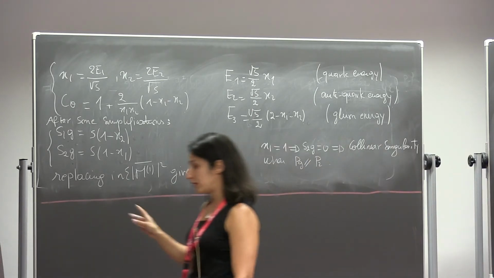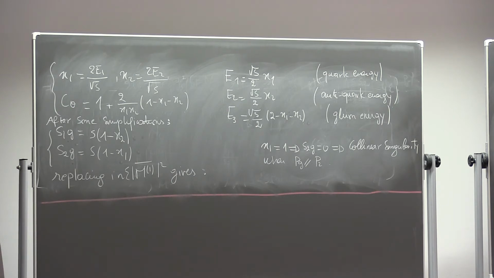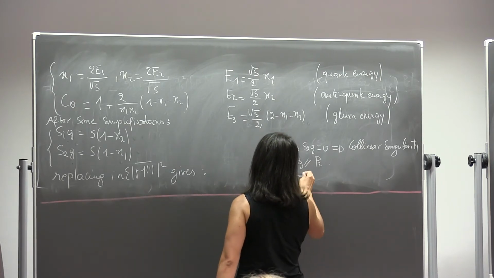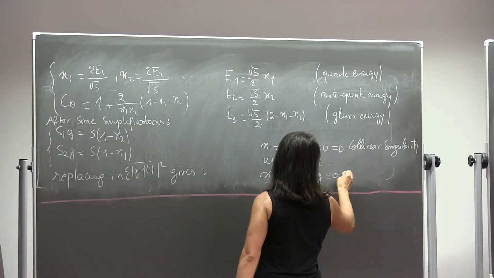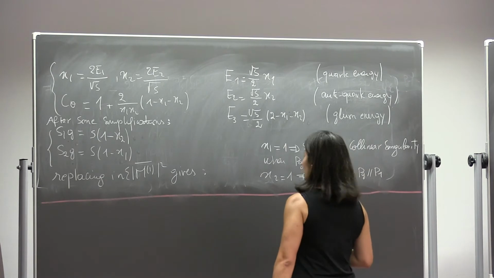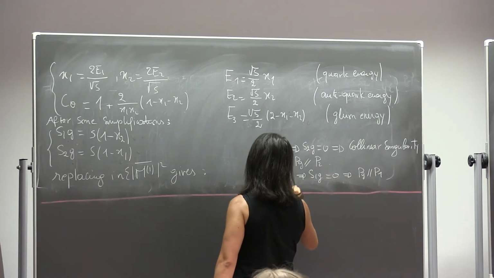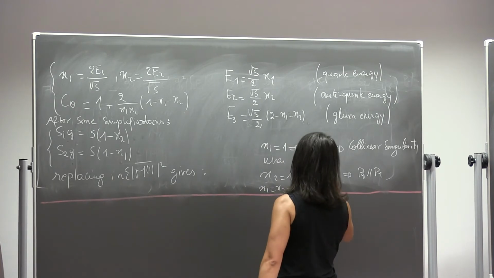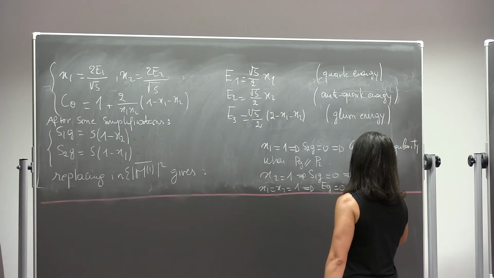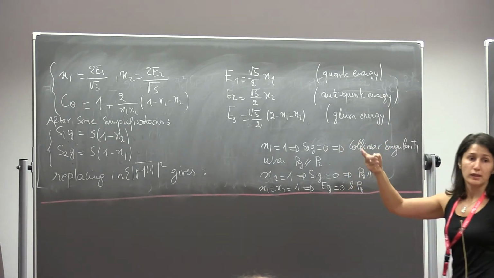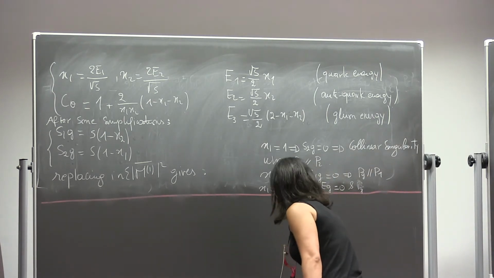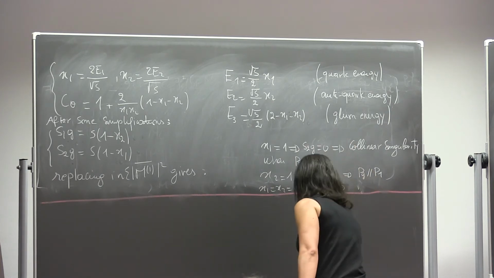Remember, we have so far calculated the radiation only. So x2 equals 1 implies S1G equals 0. That means PG is collinear to P1. Whereas x1 equals x2 equals 1 implies the energy of the gluon vanishes, and the gluon is half of the time collinear to P1 and half of the time collinear to P2. So soft double pole. Soft and collinear.